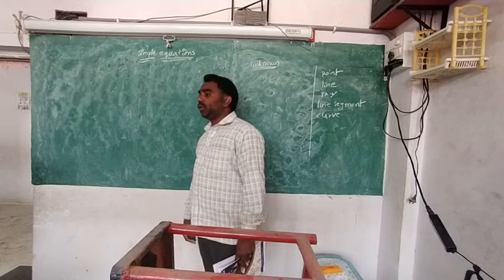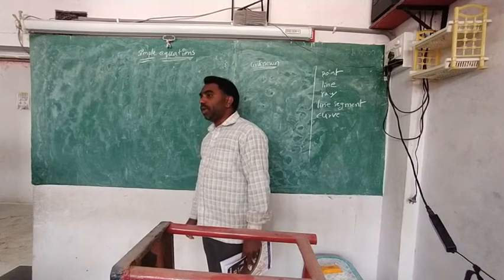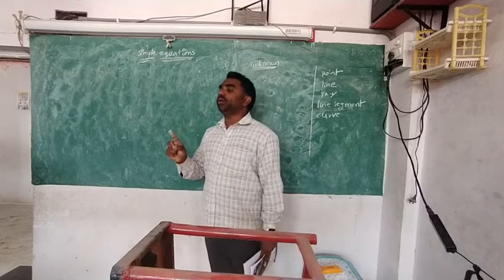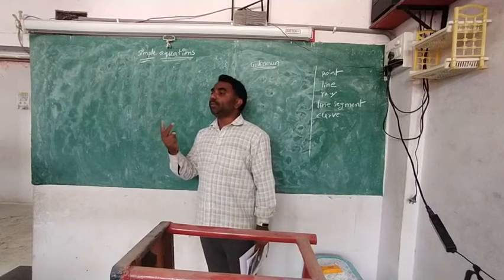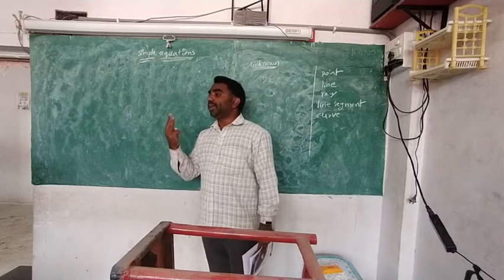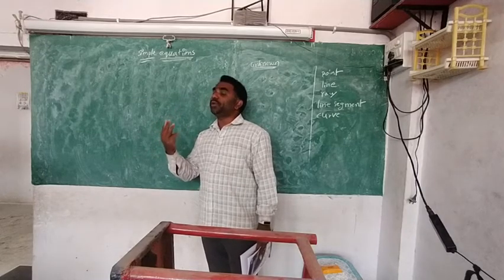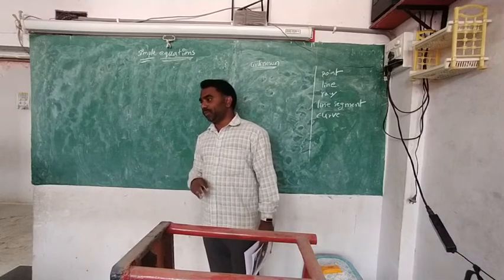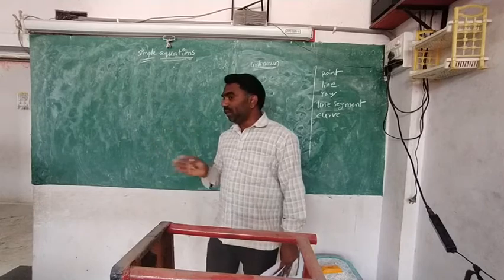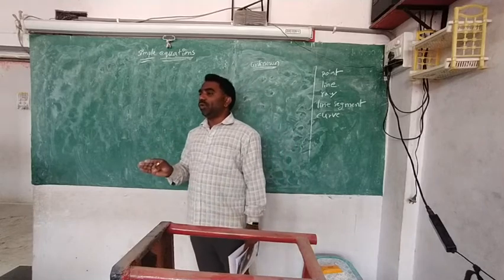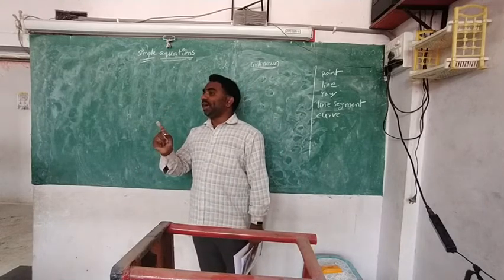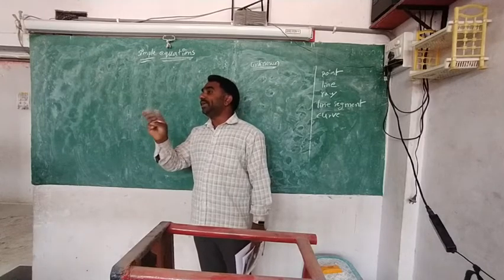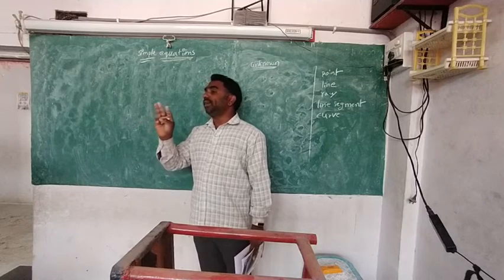What are the unknowns? In some problems, the unknowns may be 1. In some problems, 2. In some, 3. In some, 4. That depends on the problem. Up to 7th class level, the unknowns are 1 only, or 2, or 3, no problem, but these are all related. One depends on another.